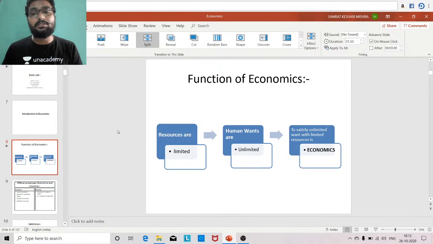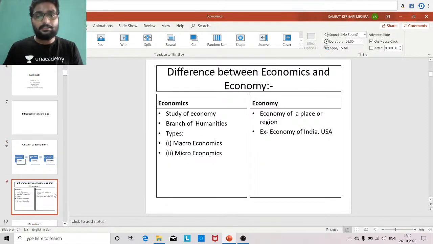We need to do resource allocation. Is that clear? So this allocation and distribution of the limited resources to satisfy unlimited human wants is nothing but what is called economics. I hope you are clear with the very basic concept of economics.